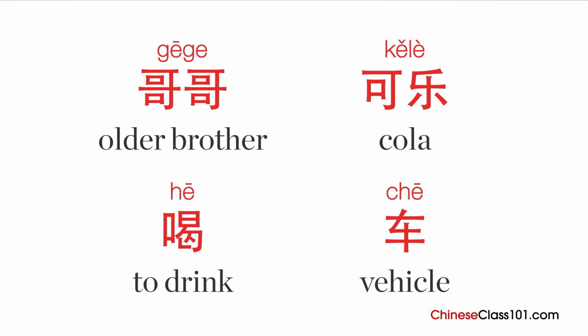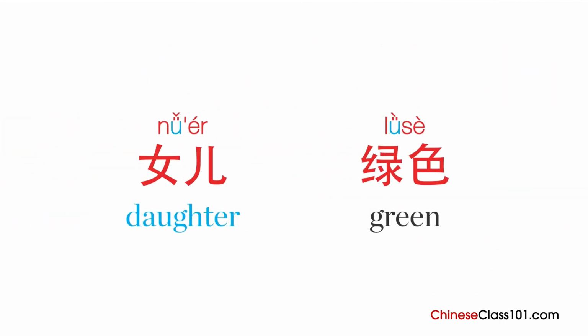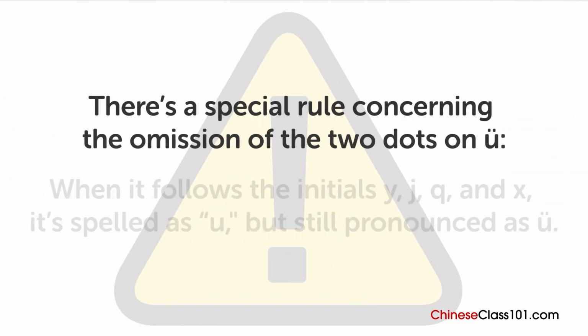Let's look at some examples. 哥哥, 可乐, 喝, 车. Unlike the vowel u, ü has 2 little dots on top. To make this sound, try to round up your lips as much as you can. For example, 女儿, 绿色.